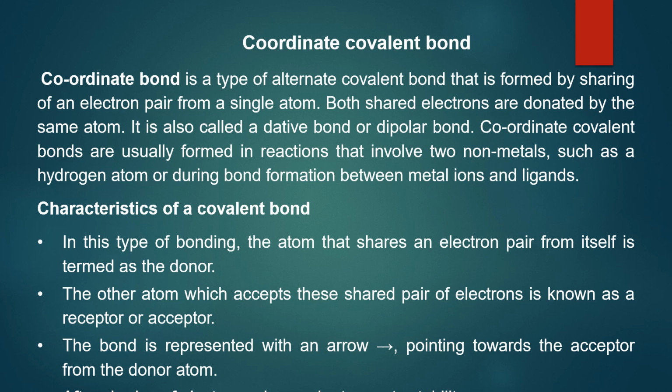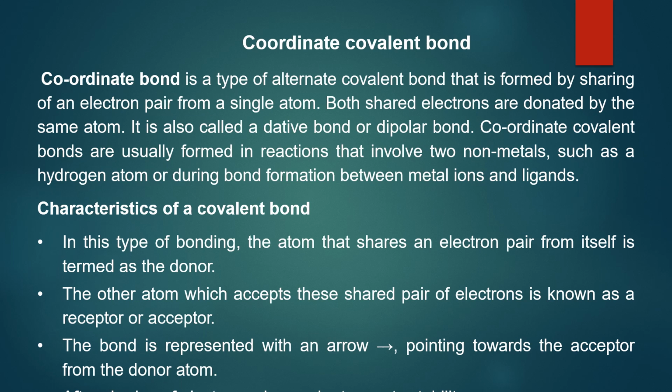Coordinate covalent bond. A coordinate covalent bond is a type of covalent bond that is formed by the sharing of an electron pair from a single atom. How could you form the covalent bond? The mutual sharing of electron pairs between any two atoms in a molecule is known as a covalent bond. Such mutual sharing cannot be seen in a coordinate covalent bond. Both shared electrons are donated by the same atom. It is also known as a dative bond or a dipolar bond.